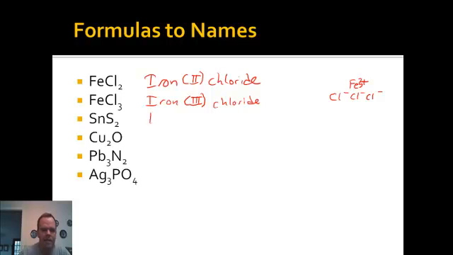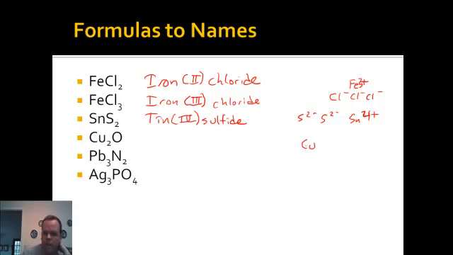This next one, Sn, tin. Sulfur, sulfide. Sulfur is -2. There are 2 of them. So tin, to balance that out, must be +4. So tin 4 sulfide.